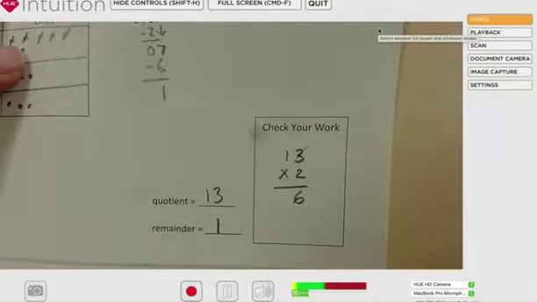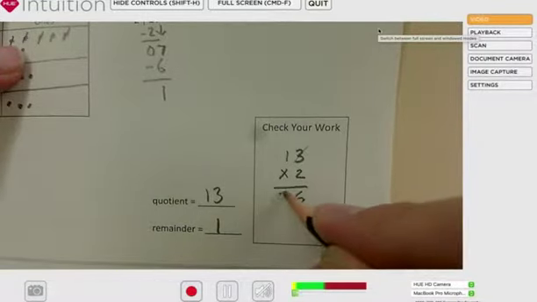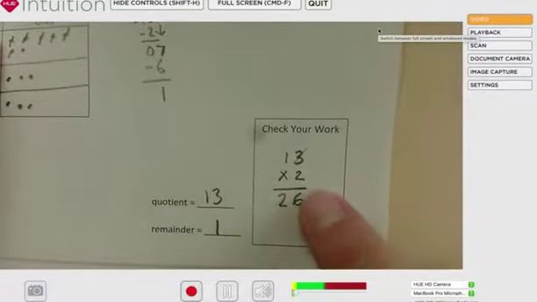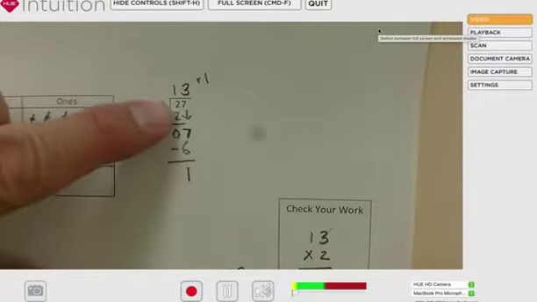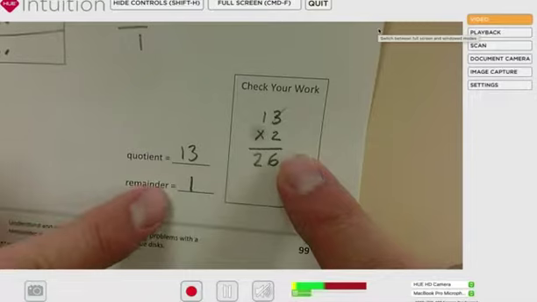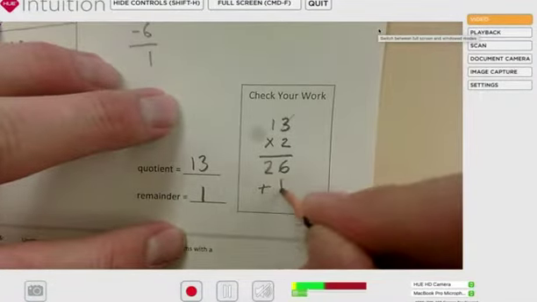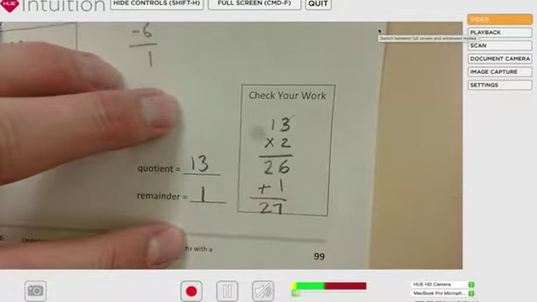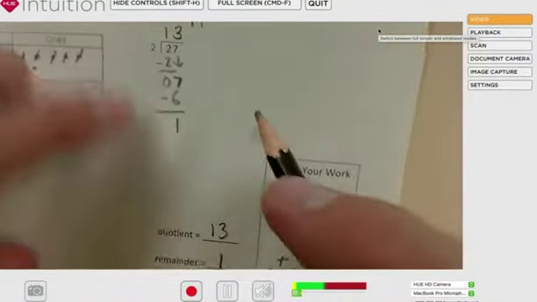We don't need that anymore. 2 times 1 is 2. Wait a minute. That's a 26. Our dividend was 27. Oh, Mr. Brown, you forgot about the remainder, right? If we add that in, we get a 27, which is our original. And that's how we check.